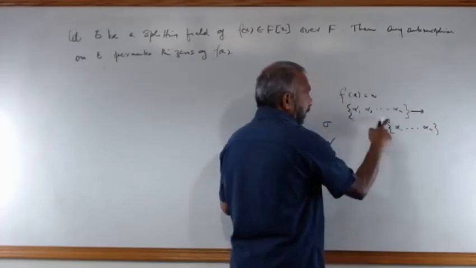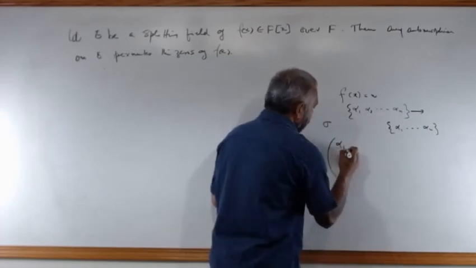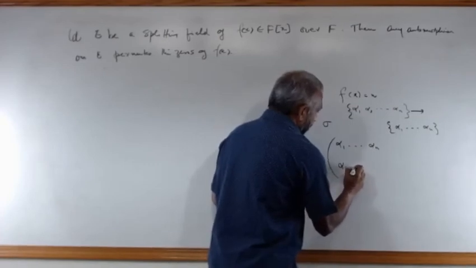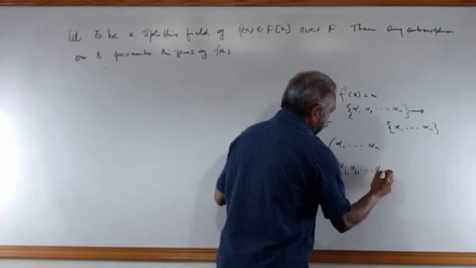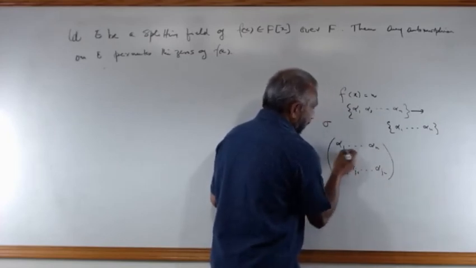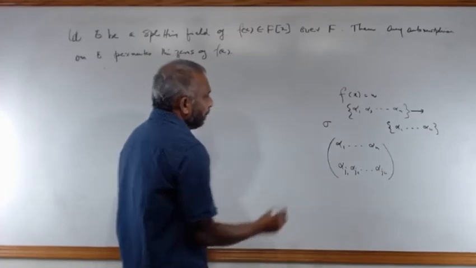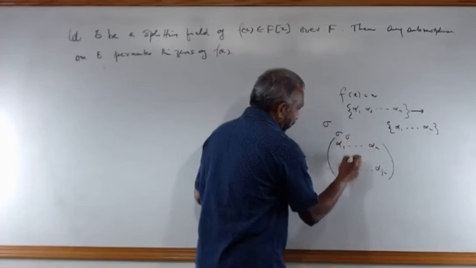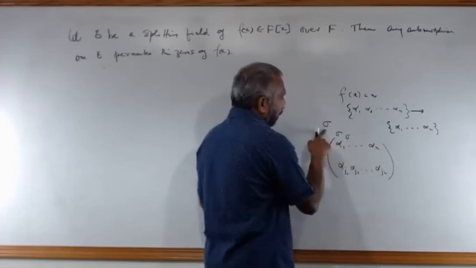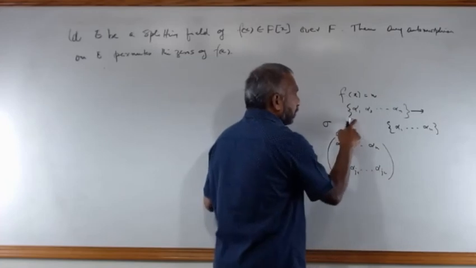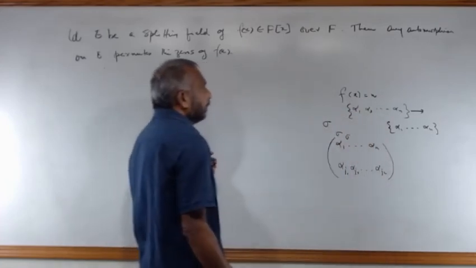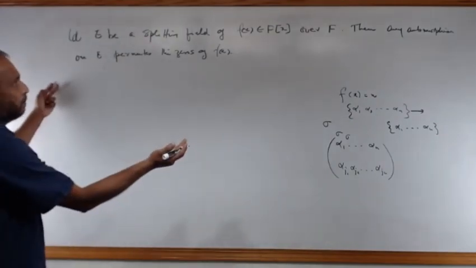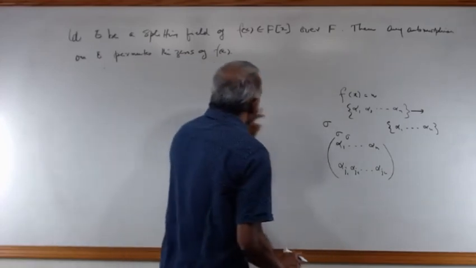That is a permutation, a bijective map, meaning alpha 1 through alpha n map to some alpha j1, alpha j2, through alpha jn. All these are the same as this set, meaning sigma maps alpha 1 to this, sigma maps alpha 2 to this. That is what you mean by sigma permutes the zeros of the polynomial. It is actually very simple. Once you understand the problem, it's very simple.